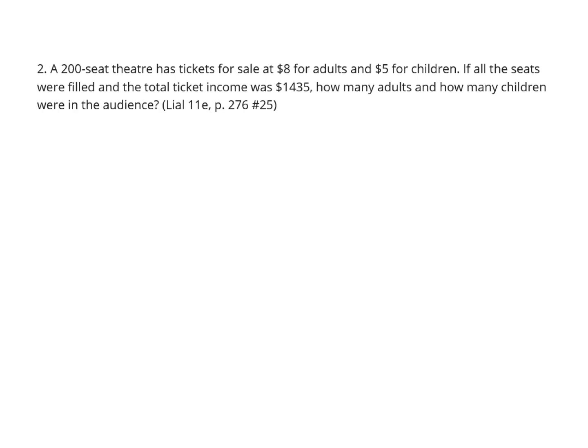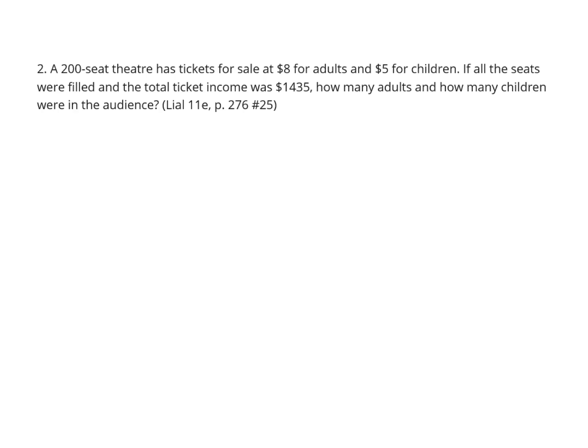If we look at this question here, we're not given the equations, so we're going to have to build two equations with presumably two unknowns. We have a 200-seat theater which has tickets for sale. Adults are charged $8, children $5. If all the seats were filled, so all 200 seats were filled, and the total ticket income was $1,435, how many adults and how many children were in the audience?